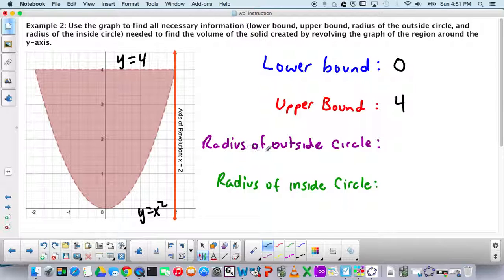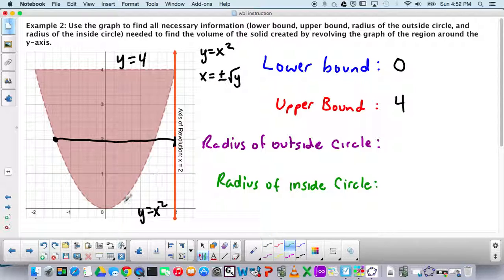Next, we're going to take the radius of the outside of the circle. Now this is where things change a little bit because we're measuring from this line to the outside. So here's our x revolution going out to the outside, or the furthest away from the region, which would be right here. And once again, we need this in terms of y. So if I take y equals x squared and solve for x to get it in terms of y, I take the square root of both sides. I get x equals plus or minus the square root of y. So I actually get two different functions.